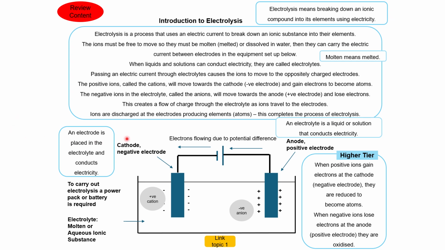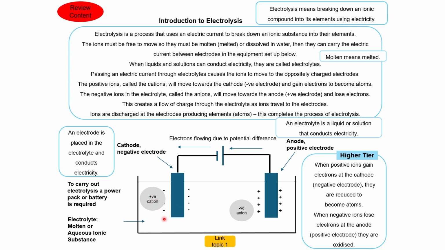So here's the diagram to show that. So there has to be an electric current. It could be a power pack or a battery. So here it's drawn as a battery. Electrons will flow. We need a complete circuit. So here this would be a trough or a big container, sometimes even a little beaker, with the two electrodes. One's going to be positive, one will be negative.